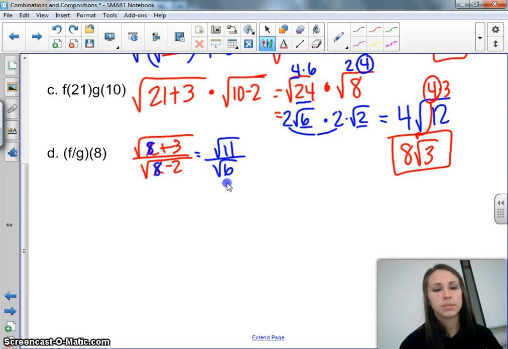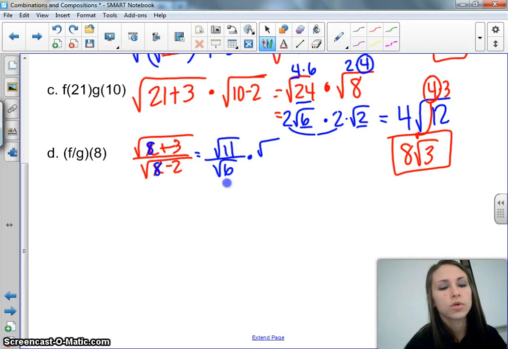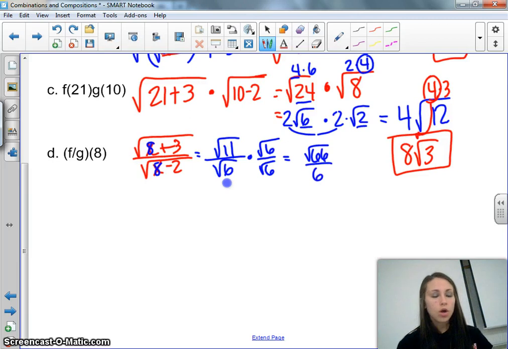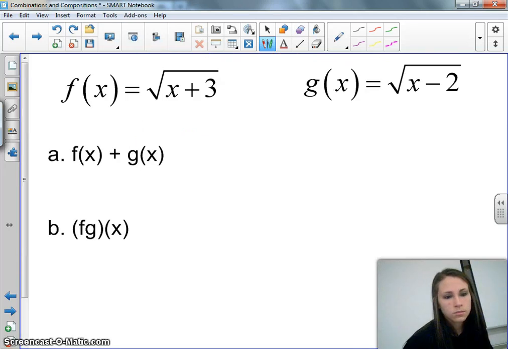If they could, I would go ahead and simplify them. But since they cannot be, I'm going to go ahead and rationalize. That means get the square root out of the denominator, and we've done this before, especially when we worked with trig a lot. So this is going to be the square root of 66 over 6. And then there's no perfect square that will go into 66 evenly, so this is my final answer.